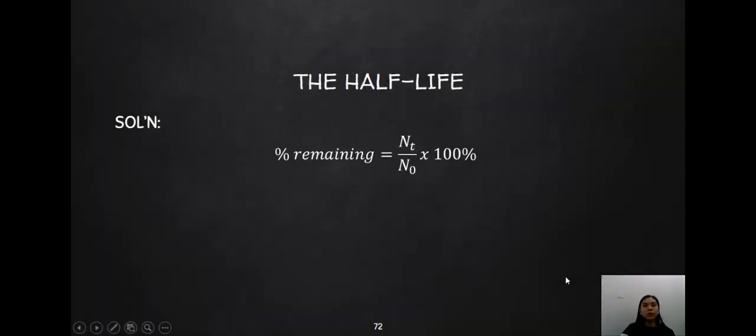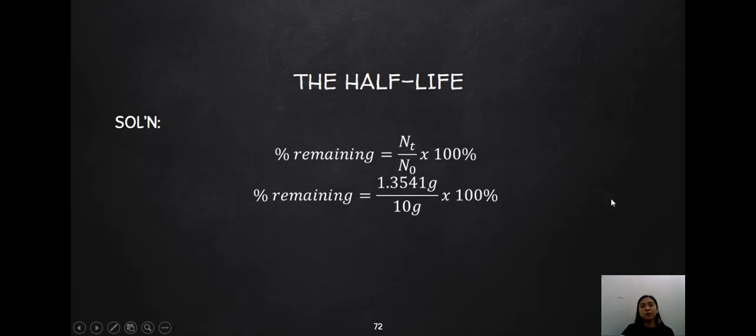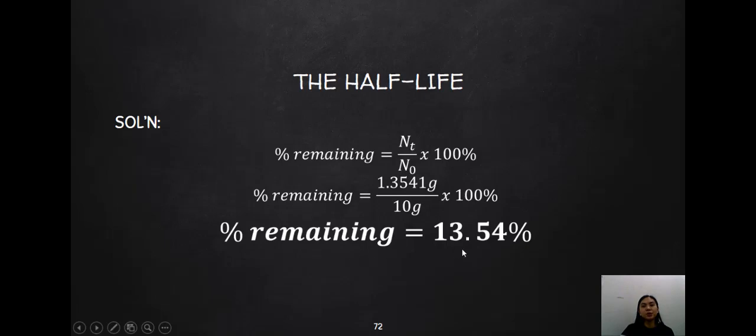And by knowing that, we could already solve for the percentage that remains. Going back to the main equation, so i-fill out lang natin yung N sub t tsaka N sub 0. 1.3541 grams divided by 10 grams times 100% will actually provide you the percentage remaining, which is equivalent to 13.54%. So, yan po. And you can actually try solving the same problem using 1 gram or kahit 100 grams. And you should be able then to get the same answer.